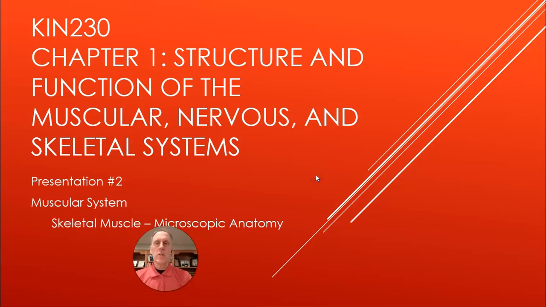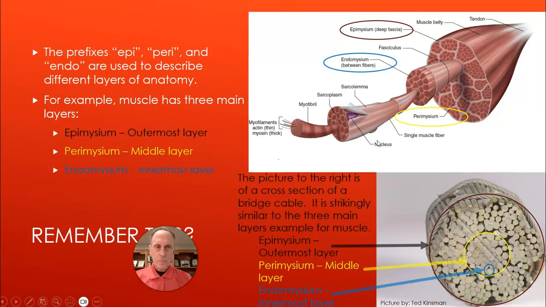All right, guys, here we go. Kinesiology 230, Chapter 1, yet again. This is presentation 2. We're talking about the muscular system and skeletal muscle, but more on the microscopic side. Now, we introduced this a little bit in presentation 1, but we're going to dig in a little further here in presentation 2. Let's go ahead and jump in.